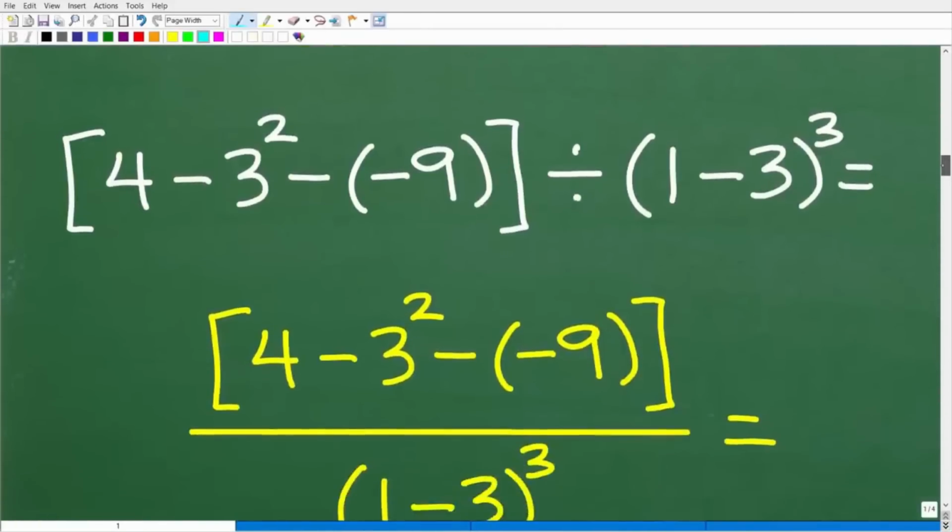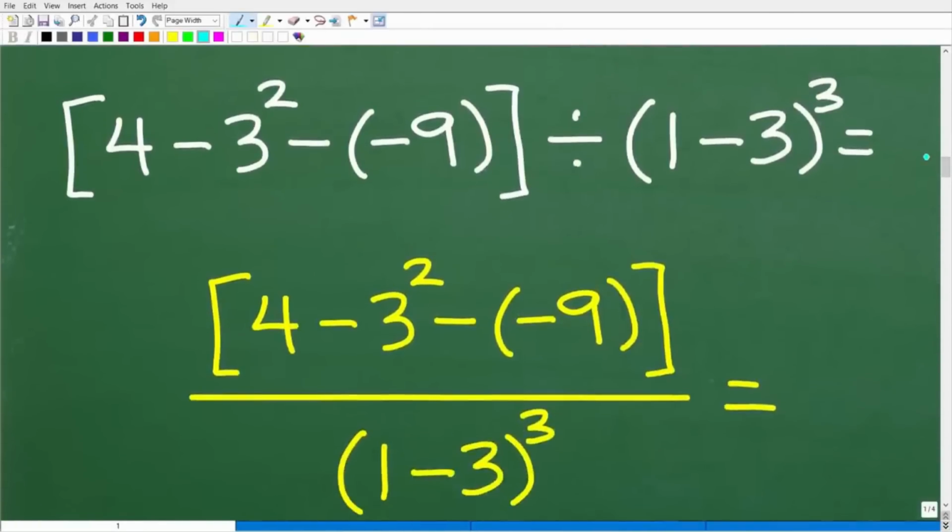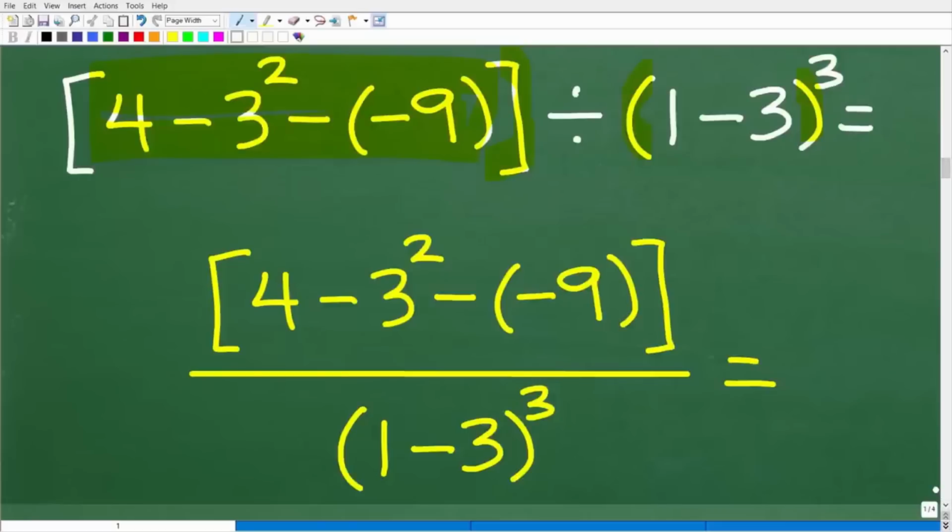Okay, so here is our problem. Let's think of it this way. So we have this one big group. Okay, so all of this is in a group and it's being divided by this group. So effectively, this is the problem. Now, it's good to look at the problem this way because when you have a fraction situation, you can split this fraction up into its own separate problems.